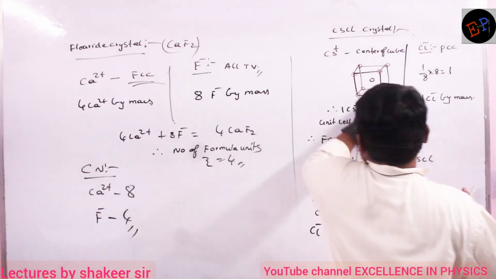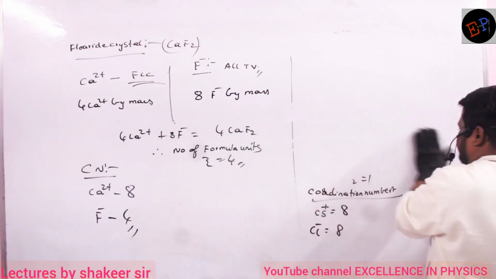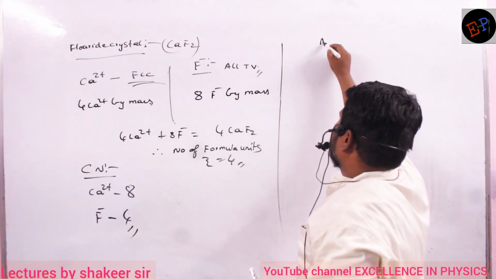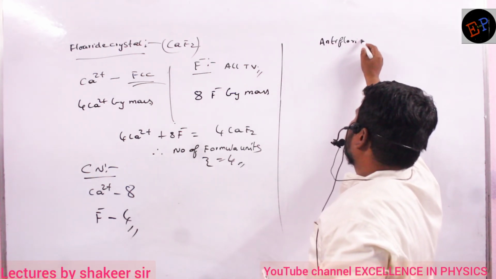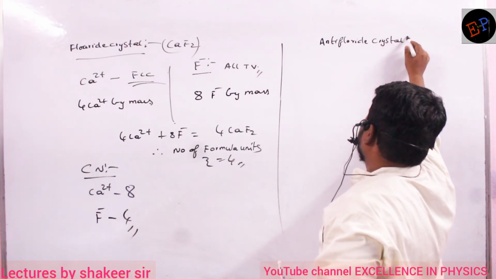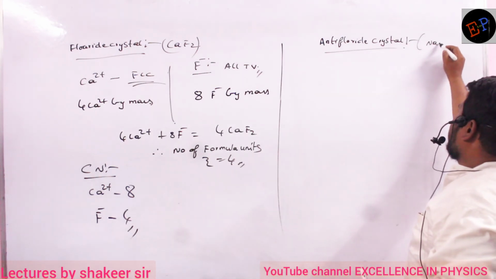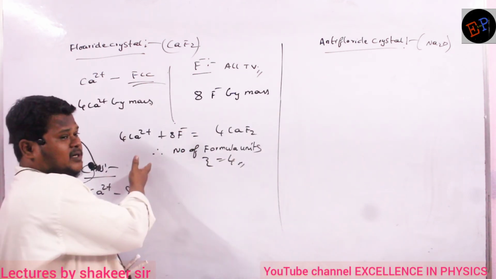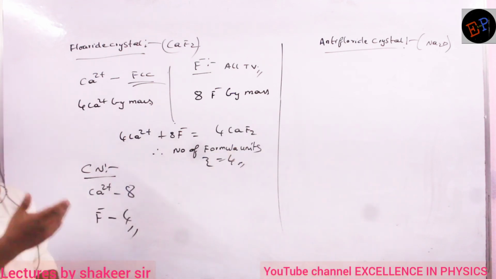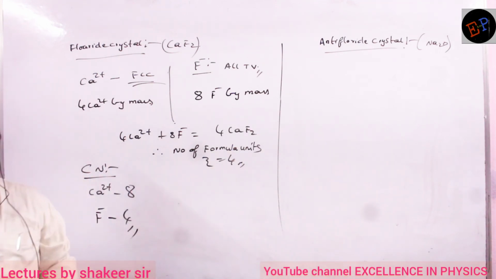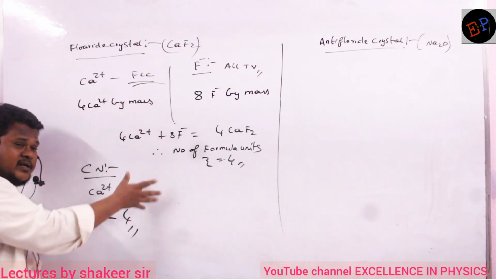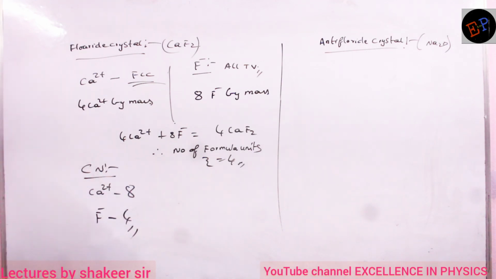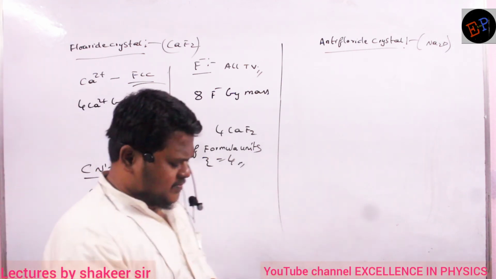Last one. So the last crystal is called antifluoride crystal. For example, we are taking Na2O. Why is it called antifluoride crystal? In the fluoride crystal, fluorine is there, hence fluoride crystal. Here there is no fluorine, but still it is called antifluoride crystal because of the arrangement. The exactly opposite arrangement of the fluoride crystal is present in the antifluoride crystal. What is meant by opposite? Let us see.